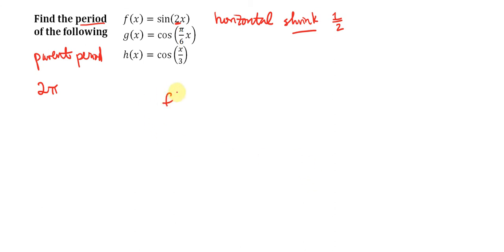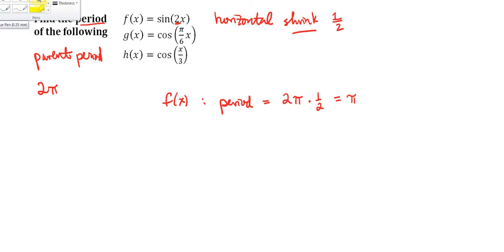So for f of x, the period is equal to the original period, 2 pi, times 1/2, or divided by 2. So it's going to have a period of pi. And we will graph all of these in a little bit so that you can see them. The next one I'm going to look at is the cosine graph here. Actually, I'm going to jump to h of x next because that might be a little easier for us to visualize. So we have x over 3.